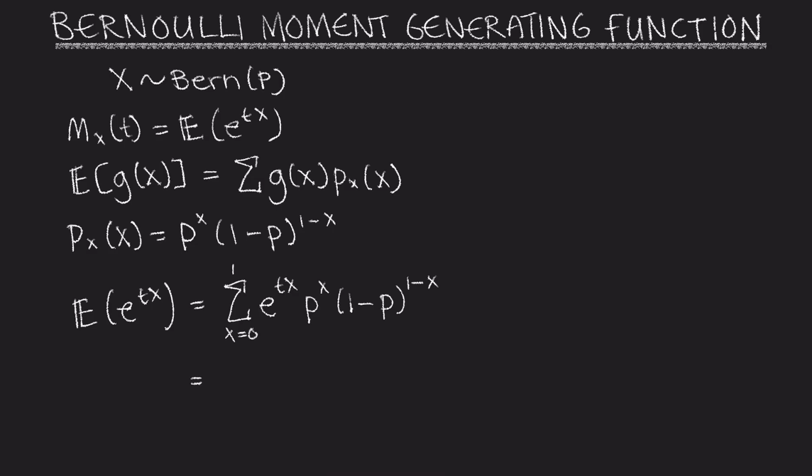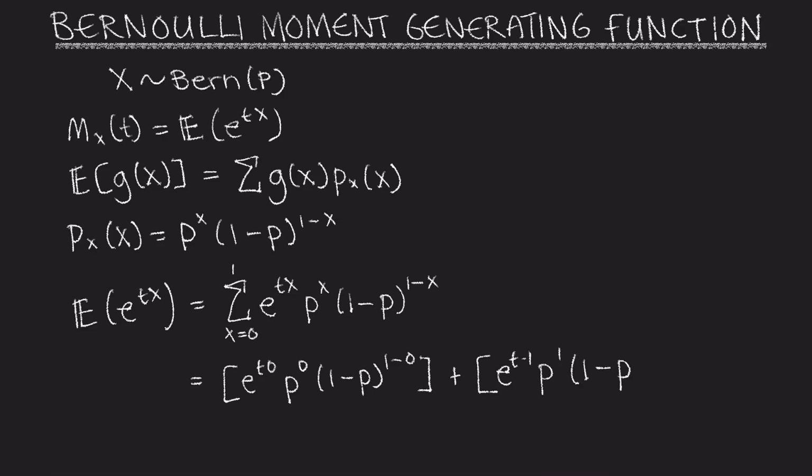So this is equal to, if we start with when x is equal to 0, it gives us e to the power of t times 0 multiplied by p to the power of 0, (1 minus p) to the power of 1 minus 0. And then we want to add when x is equal to 1. So e to the power of t times 1 times p to the power of 1, (1 minus p) to the power of 1 minus 1.